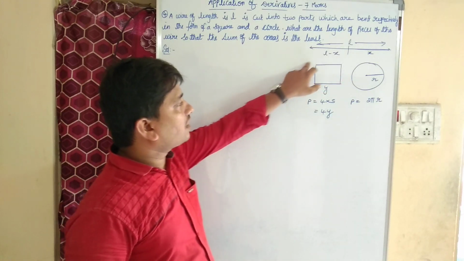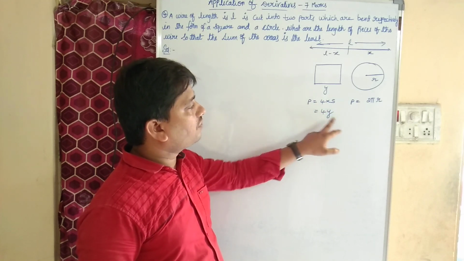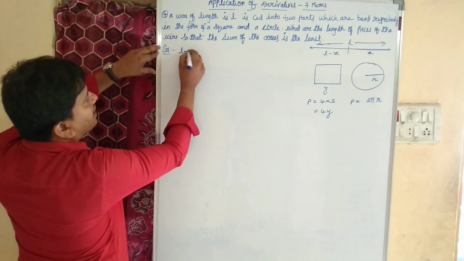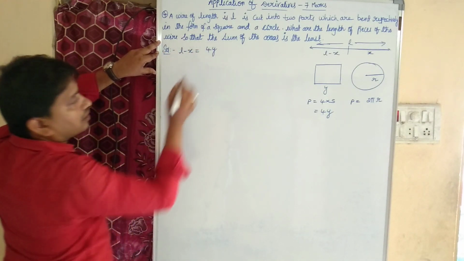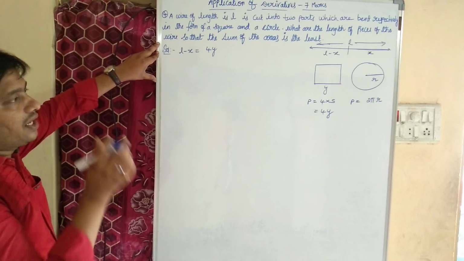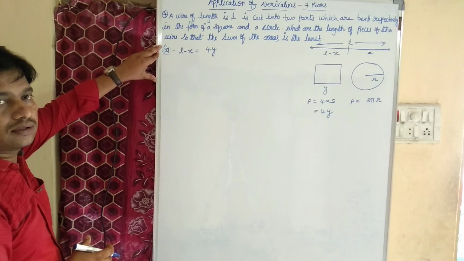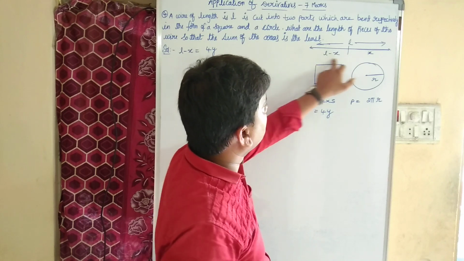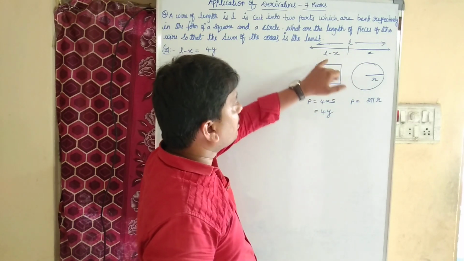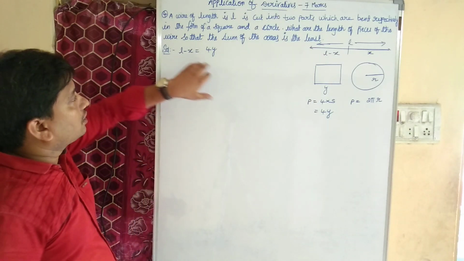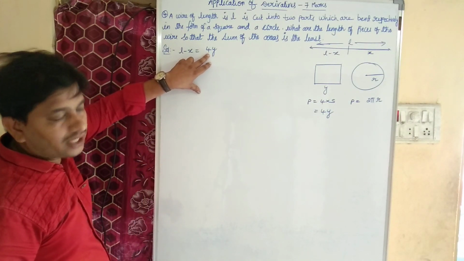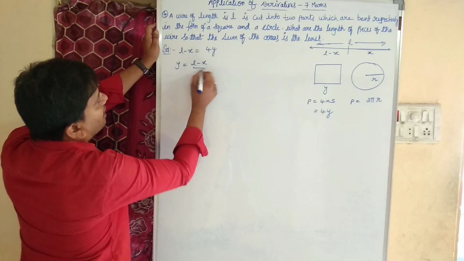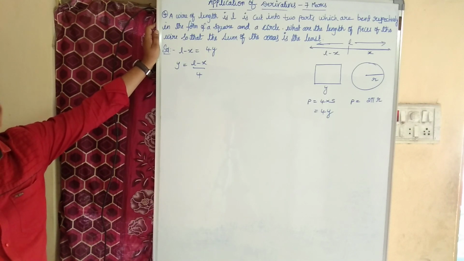Perimeter means the sum of the lengths of all the sides. Perimeter of square is 4 into side, 4 into y, 4y. That is nothing but the length L minus x, which we made into the form of a square. So 4y is nothing but L minus x. Therefore y equal to L minus x by 4.